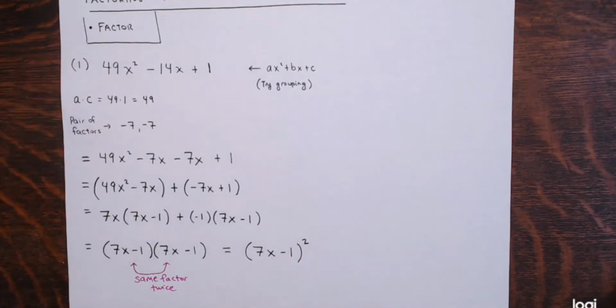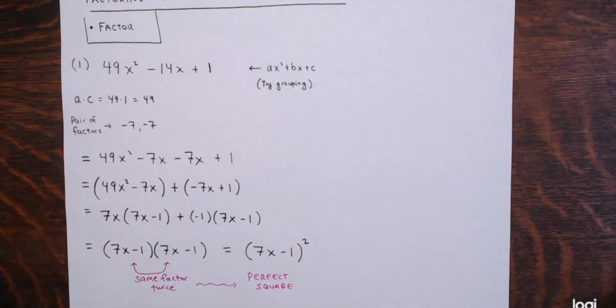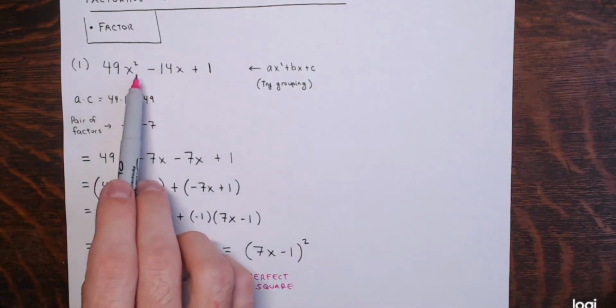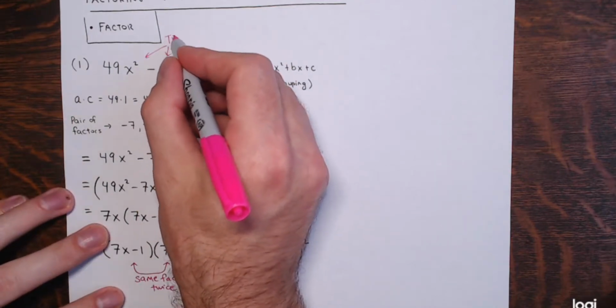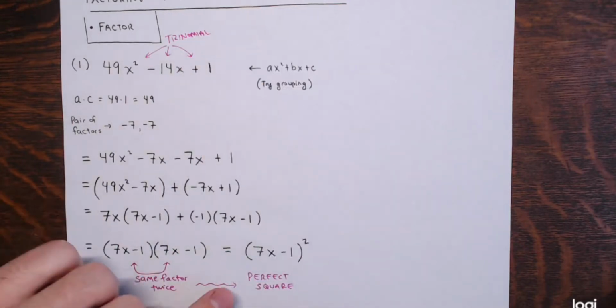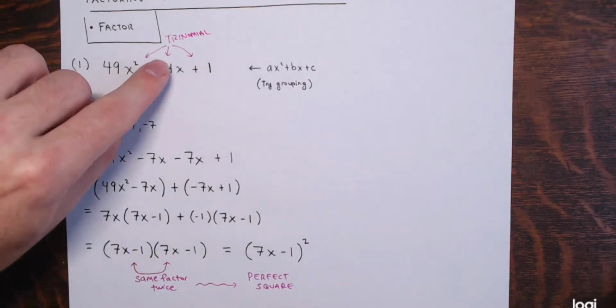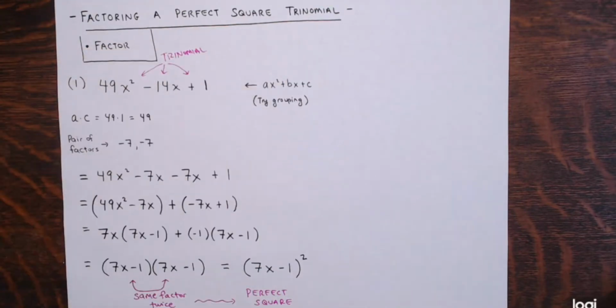Anything where there's the same factor twice is what they call a perfect square, an expression to the second power. And we started with a trinomial. There were 3 terms here, this was a trinomial. So there comes the name perfect square trinomial, as in the title of the video, factoring a perfect square trinomial.